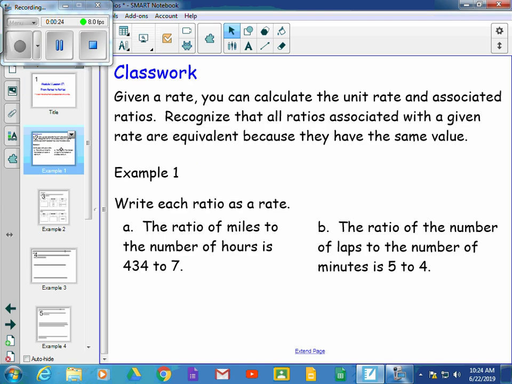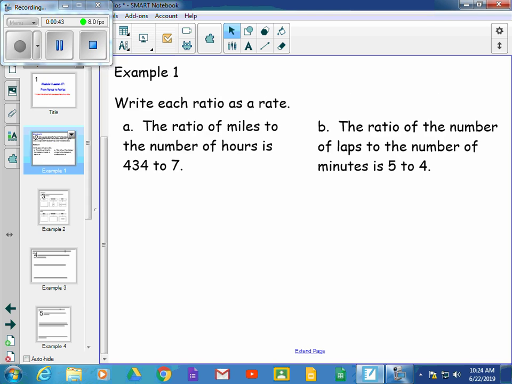Let's look at example number 1. It says, given a rate, you can calculate the unit rate and associated ratios. Recognize that all ratios associated with a given rate are equivalent because they have the same value. So if we look at example number 1, it says write each ratio as a rate.